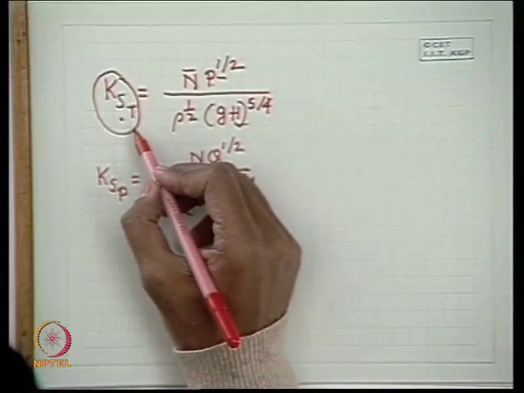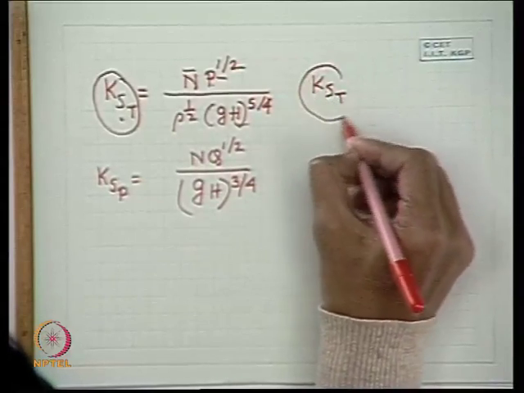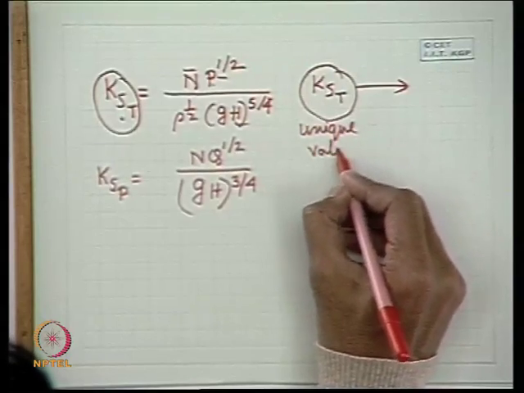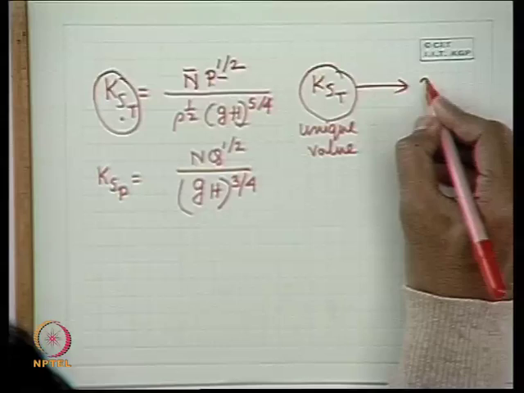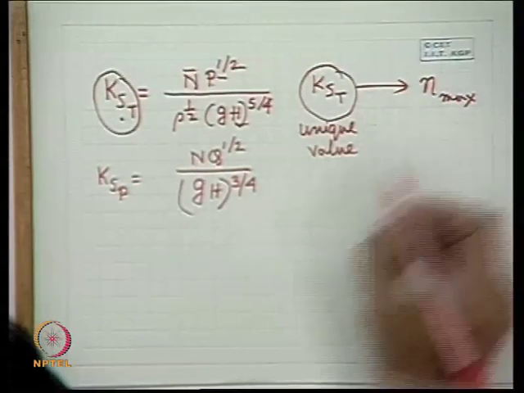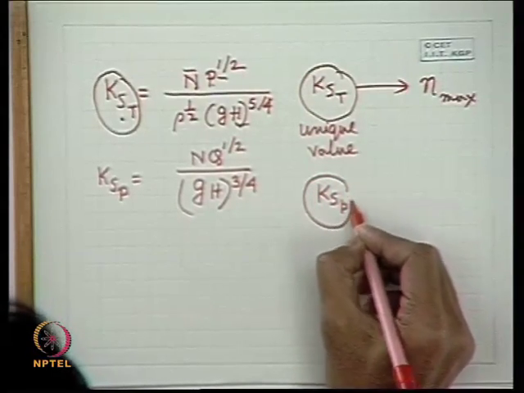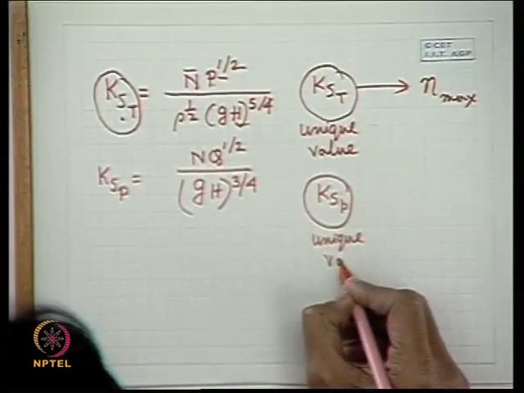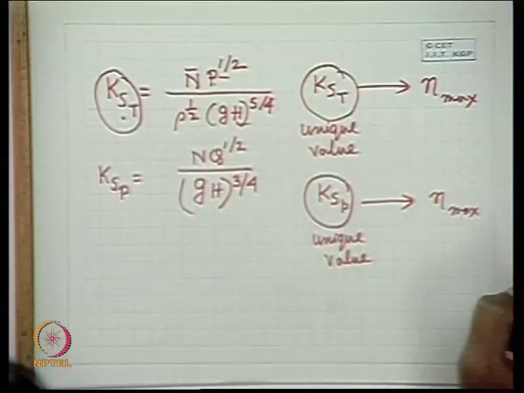So, we get a unique value of KST which refers to maximum efficiency. The conclusion is that we get a unique value of KST for a particular shape and particular category of fluid machines, at which the efficiency is maximum. Similarly, for pumps of a particular homologous series, we get a unique value of this KSP corresponding to the maximum efficiency, eta max, of the pump.